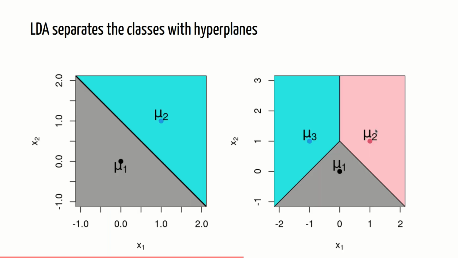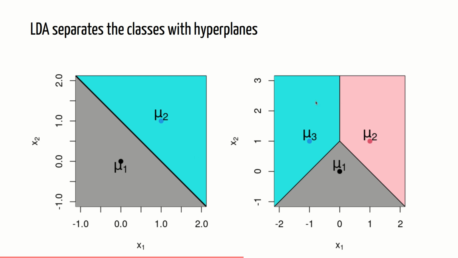So here are some pictures of what happens when we've got two predictors and two classes on the left here. We've got a predictor x1 and a predictor x2, and the center of x1 and x2 is at 0, 0 within class 1, whereas it's centered at 1, 1 within class 2. Essentially all we do is draw a line between mu1 and mu2 and bisect it. Then if you're in the grey zone, you're closer to mu1, and if you're in the blue zone, you're closer to mu2.